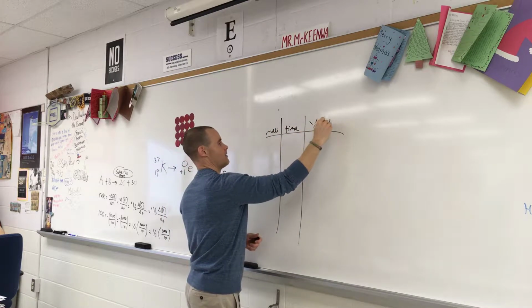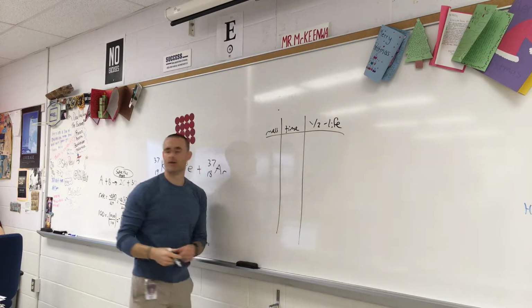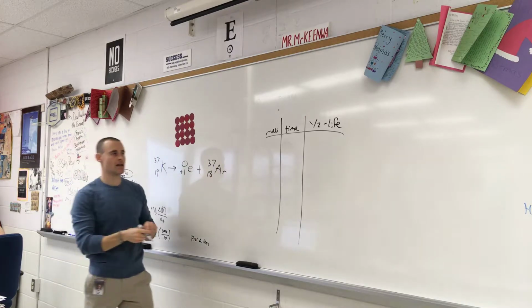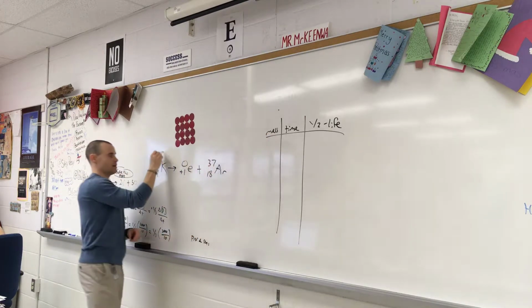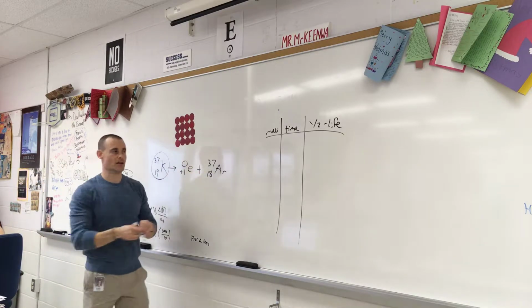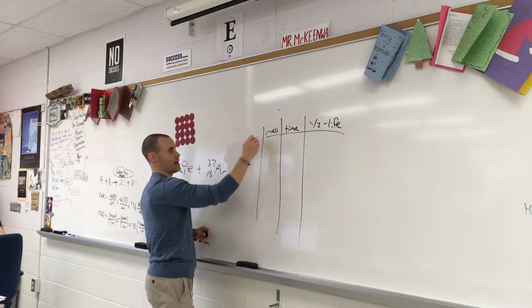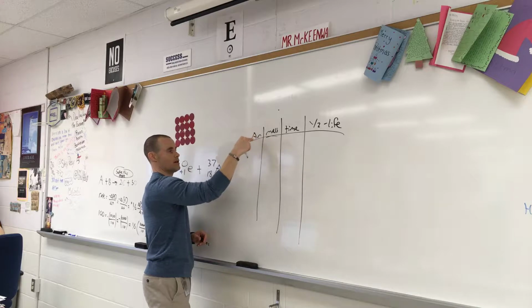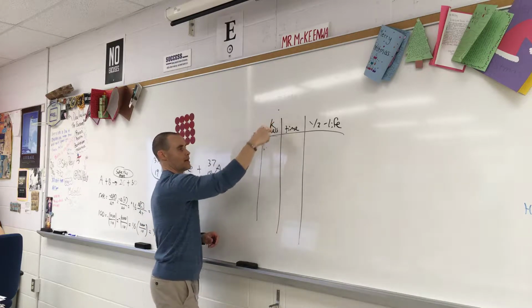Mass, time, half-life. This chart is how you're going to do all these practice problems today. And mass means the isotope that is decaying, not the one it's turning into, even though I do put that in my first example here. So here's the Ar's mass. This is going to be the K.